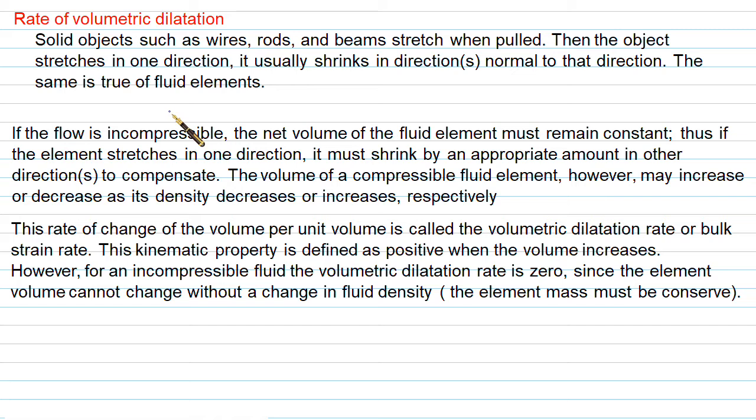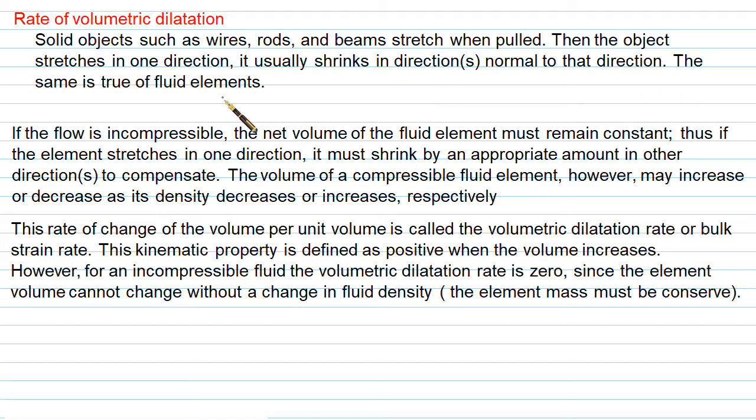Now recall here in Hooke's law, that is in machine design, if we apply forces on a rod or a wire, we observe that the length of the wire, rod or beam is going to increase in the direction in which we apply the force, and because of the Poisson ratio the other two dimensions are going to decrease. Solid objects such as wires, rods and beams stretch when pulled, then the object stretches in one direction, that is in the direction of application of the force, and it usually shrinks in the directions normal to that direction. That ratio of the lateral strain to the linear strain is called the Poisson ratio.